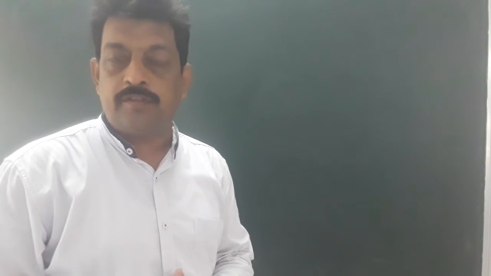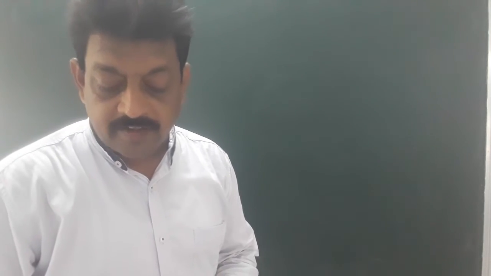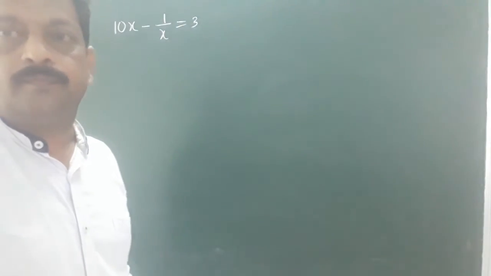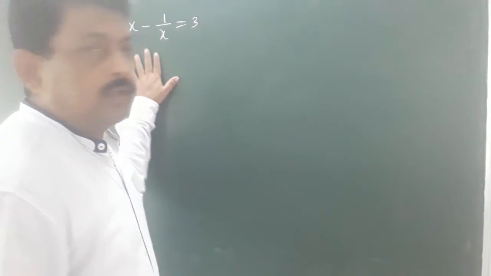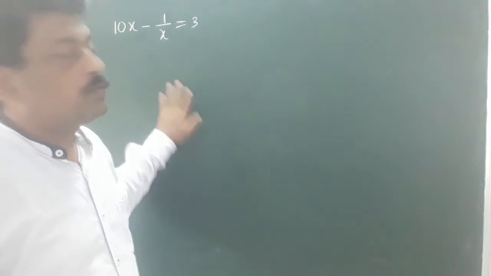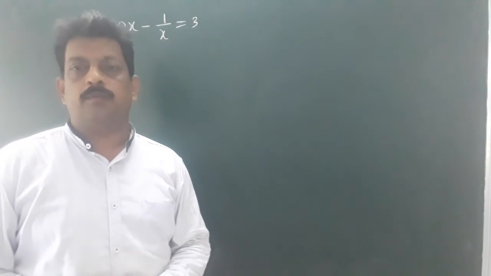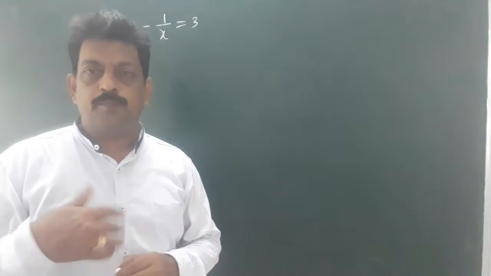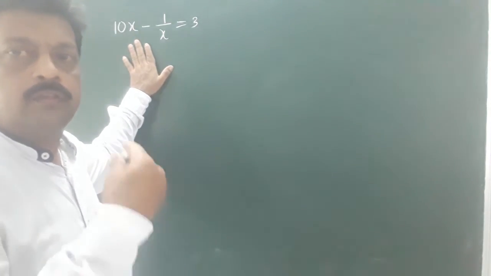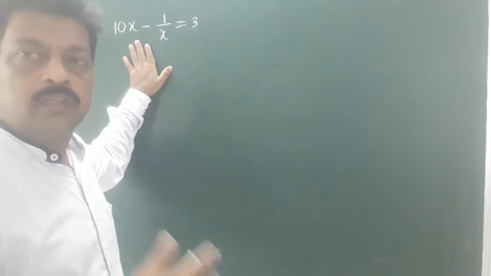So one more question. Here a fraction is involved. The variable is in a fraction. First question: 10x minus 1 upon x equals 3. Now see here, as you can see, it is a fraction type sum. So whenever you get a fraction type sum, just proceed by taking the LCM of this, and then you just go on doing in the normal manner.